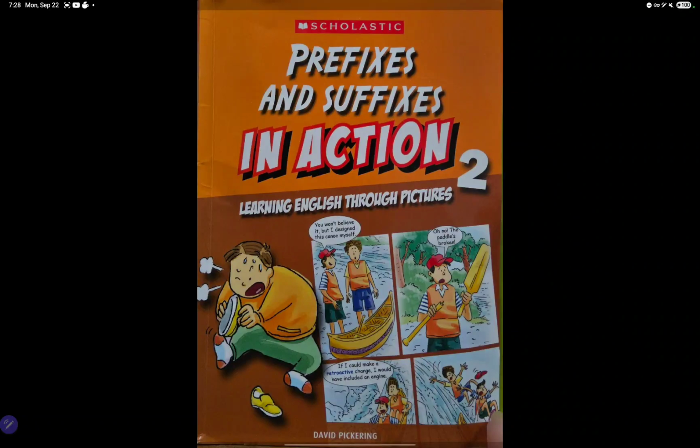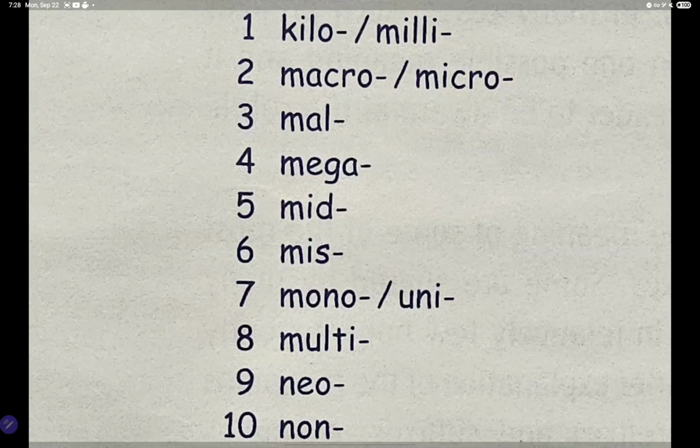Prefixes and suffixes in action. Number 2. Learning English through pictures.